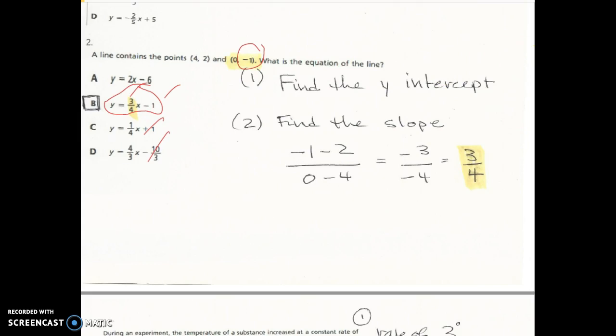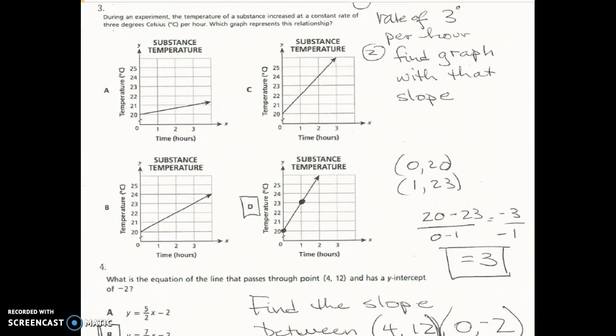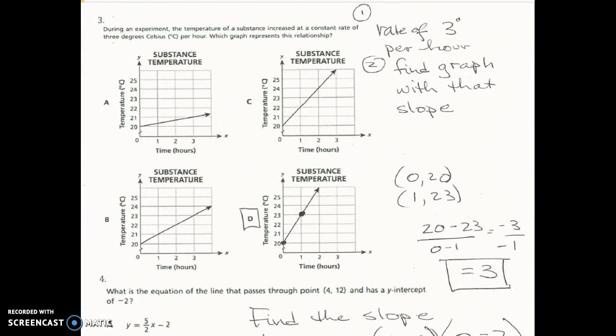Moving down, I'm given 4 graphs, and I'm just told to find the graph that has a slope of 3. And the reason that I know it's the slope of 3 is it says that the substance increases at a constant rate of 3 degrees Celsius per hour. So here's the temperature on the y-axis, and here is the time, or the hour, on the x-axis. So all I'm going to do is actually try to find the slope of each one of these lines.